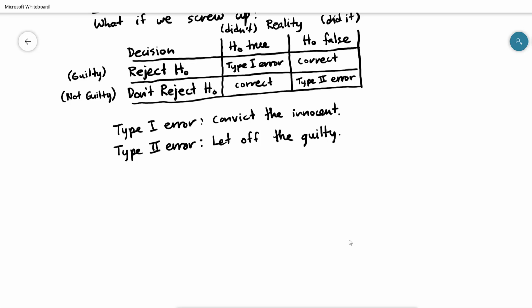One question is, which of those is the more egregious mistake to make? Our justice system is set up to try to prevent one of these two types of errors as much as possible. If you think about it, a type 1 error is considered a worse mistake to make. This is considered more egregious. If I can write that word, egregious.